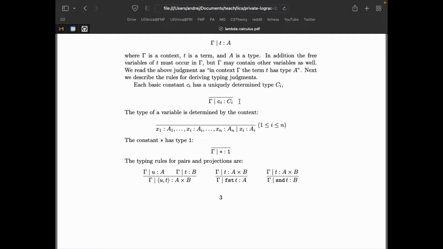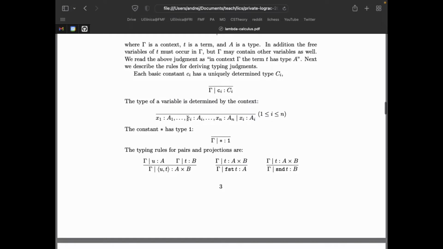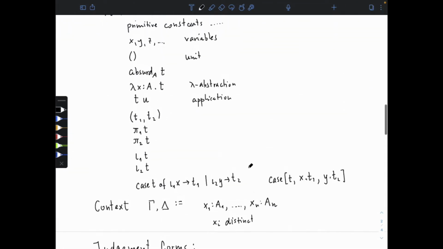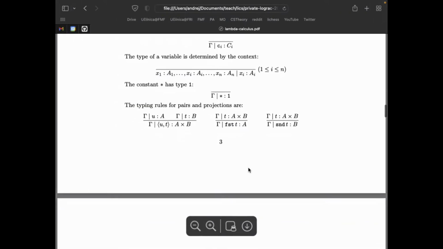Then there is the rule for variables, which says that if I have a context of variables, then the ith variable has type A_i. So I can always look up the type. I see, oh, I have a variable here, which means that variable has that type, and I get a judgment. Then the constant star. Okay, star, written as open bracket, close bracket, has type 1.